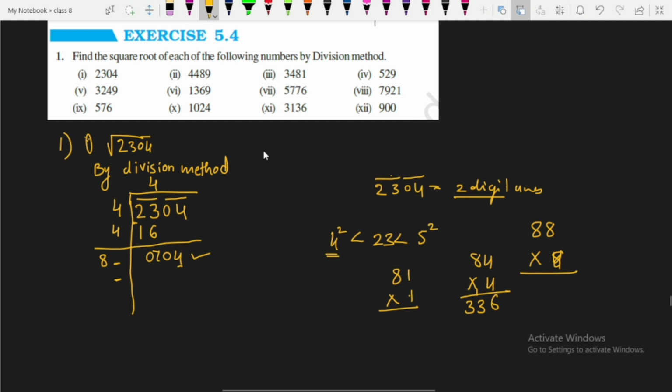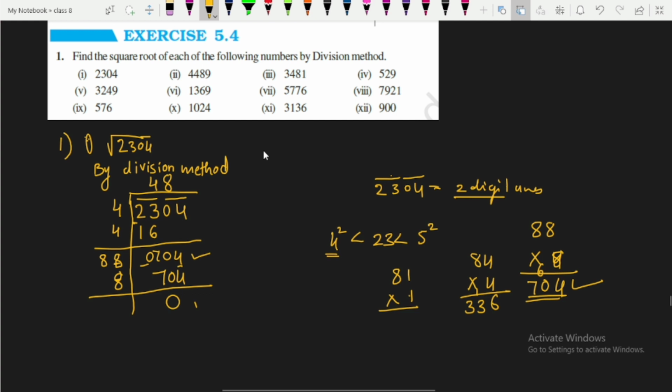8 eights are 64, 8 eights are 64 plus 6 is 70. Yes, so you are getting 704. Whatever number you choose, you write it here 8 and here also 8, and in the quotient also 8. Now 88 into 8, you already saw, is 704, so write 704 below. Now subtract: 704 minus 704 is 0.